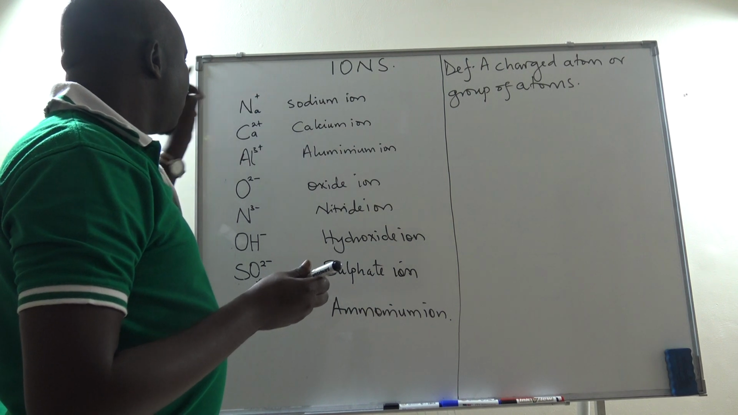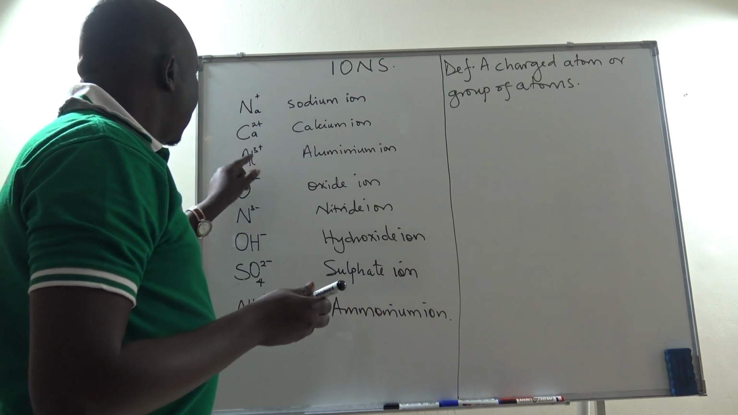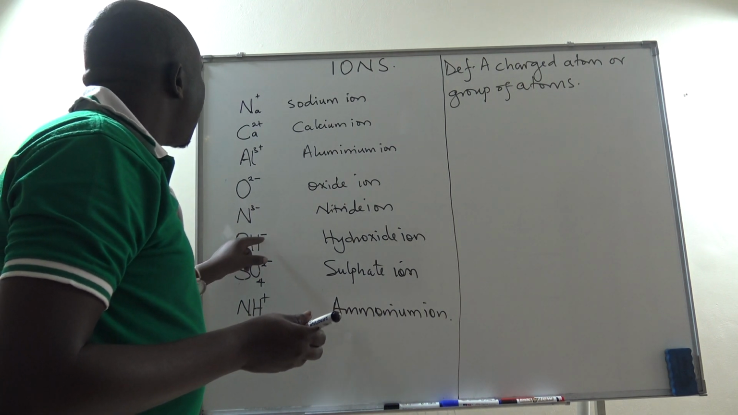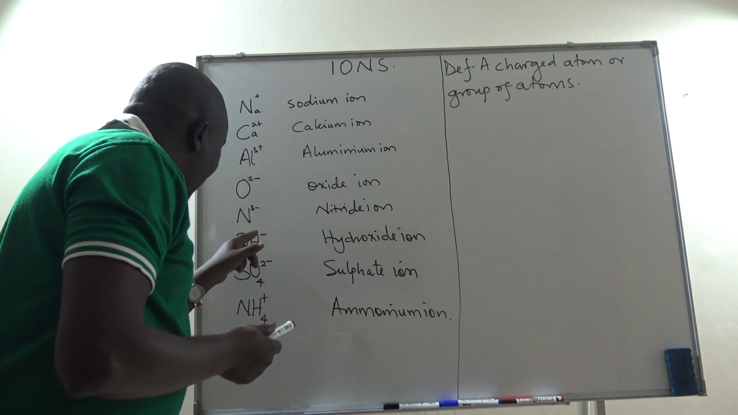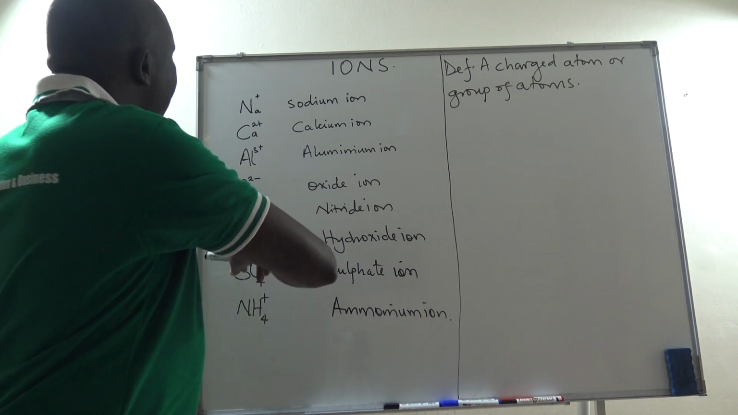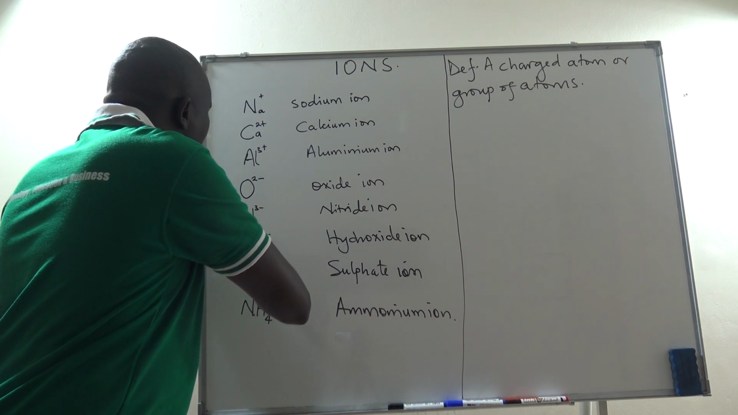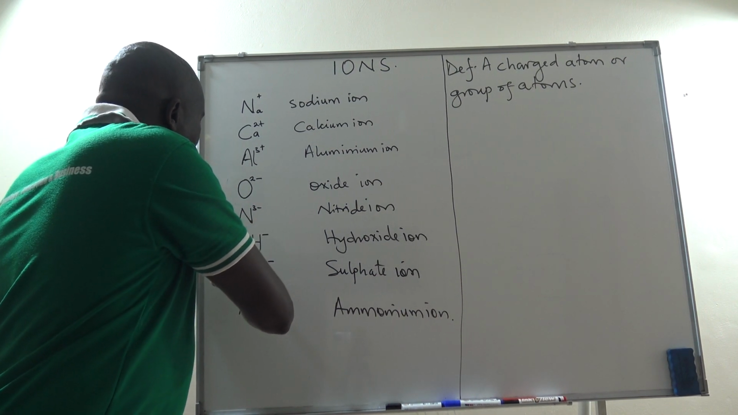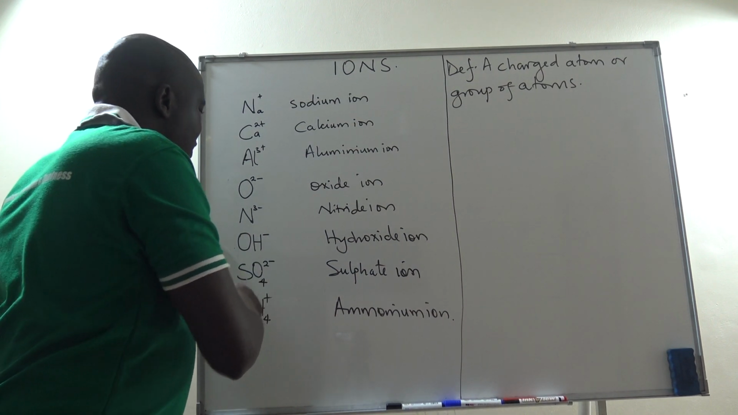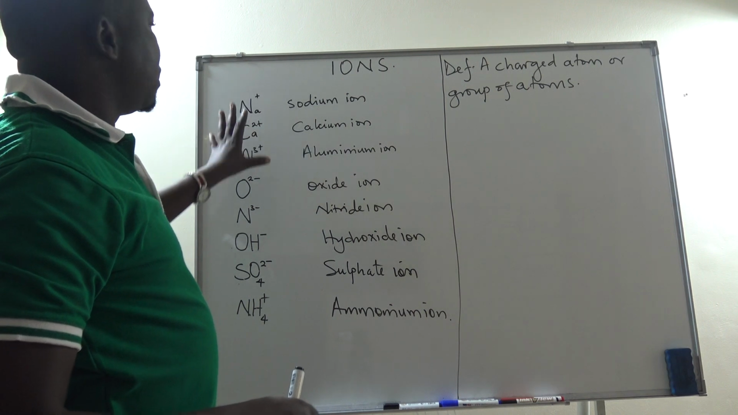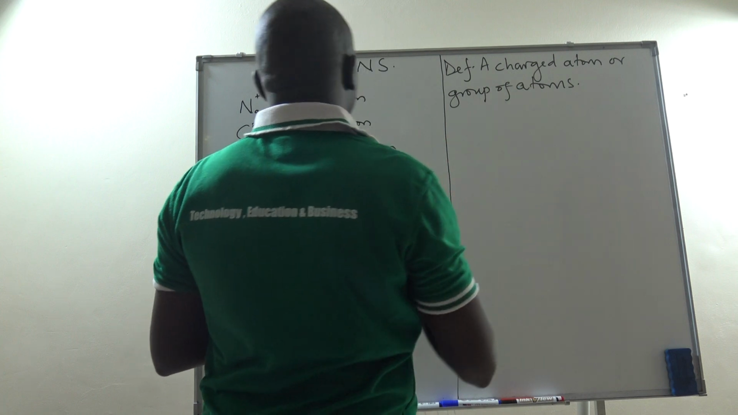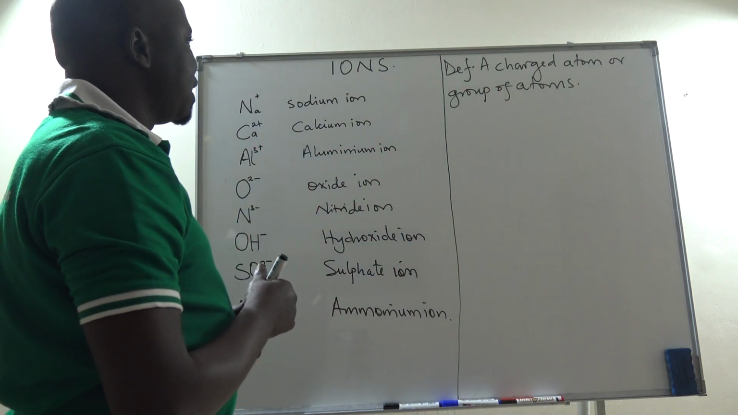So an ion is a charged atom. This is a charged atom. A charged group of atoms. You can see where I'm putting the number of negative charges. It is after writing all this. That means that it is for the whole of this. It is for the whole of OH. This one is for the whole of SO4. We have two negative charges. This one, we have one positive charge. So all these ones are called ions. They are either charged atoms or groups of atoms.